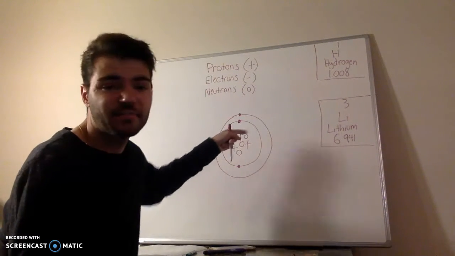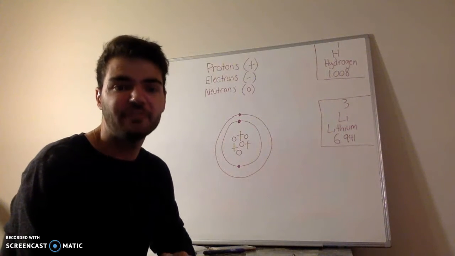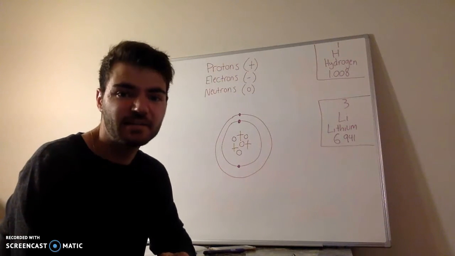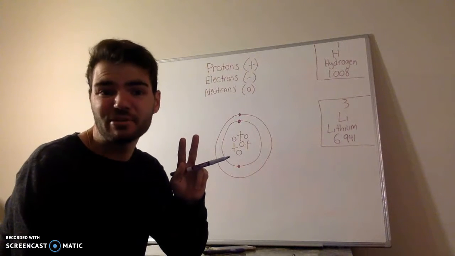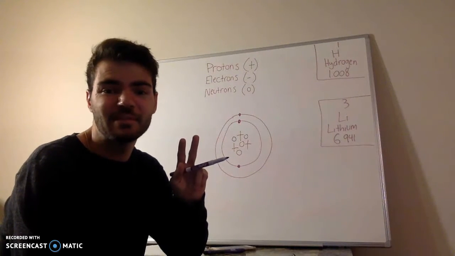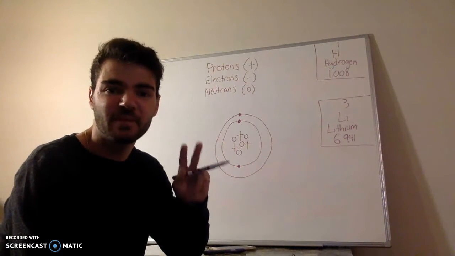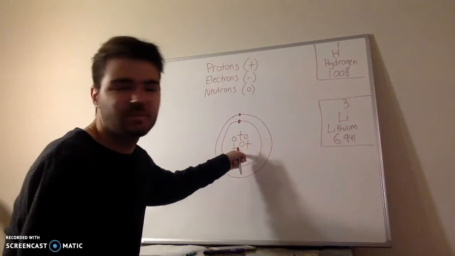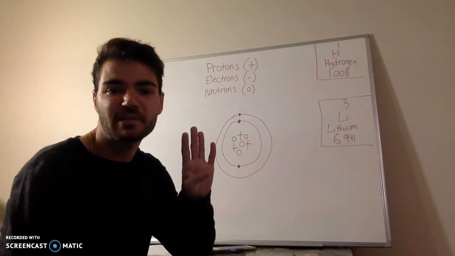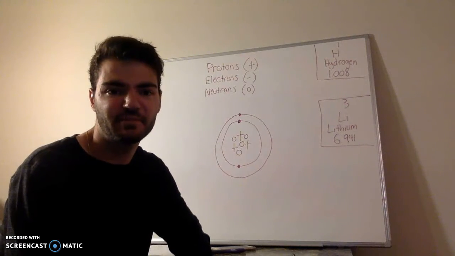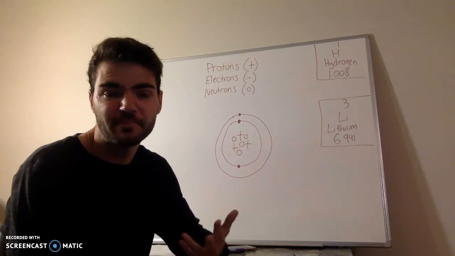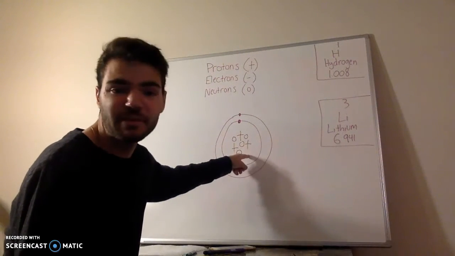Lithium is always going to have 3 protons. If lithium loses a proton, so it only has 2 protons, its atomic number is now 2, and that means it would be helium now. If it were to gain a proton, that would mean it has 4 protons. Its atomic number is now 4. Which element has an atomic number of 4? Beryllium. So this would become beryllium.